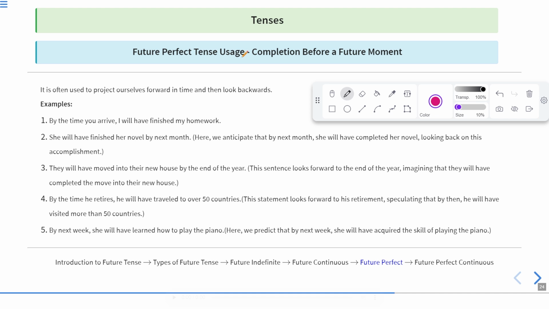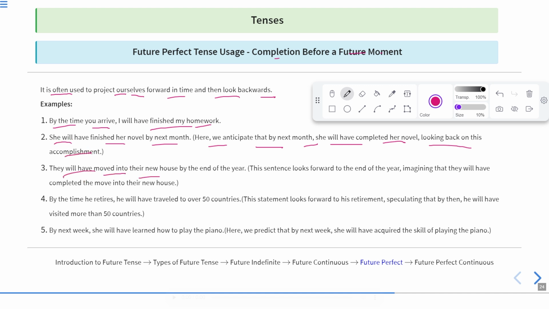This is future perfect tense usage: completion before a future moment. It is often used to project ourselves forward in time and then look backwards. For example, by the time you arrive, I will have finished my homework. She will have finished her novel by next month. Here we anticipate that by next month she shall have completed her novel, looking back to her accomplishment.